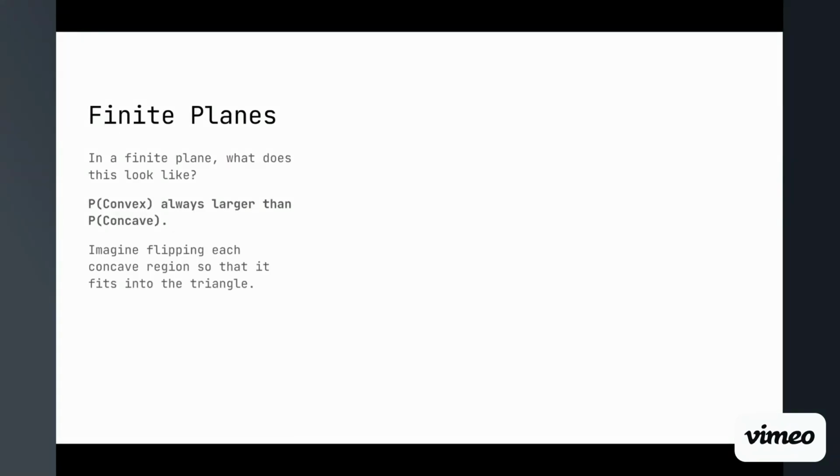So now I'm going to talk about finite planes. In the finite plane, what does this look like? And the conclusion is that P of convex is always larger than P of concave. And imagine flipping each concave region so that it fits into the triangle. And the P of triangle is always smaller than the P of convex, not concave, for an arbitrarily large finite plane. Because if you're assuming the finite plane is literally the triangle, of course you're going to get more concave than convex.